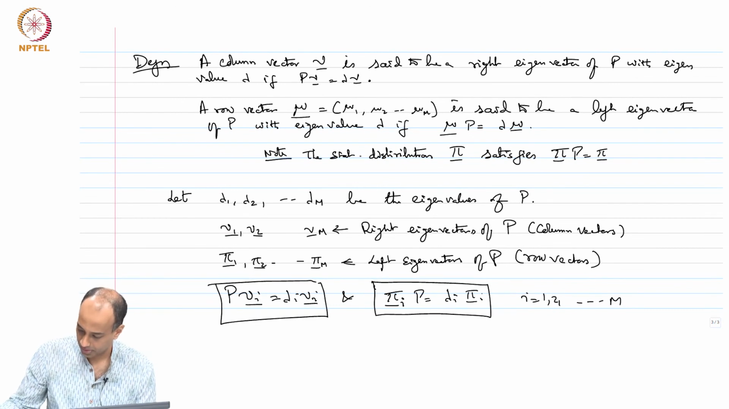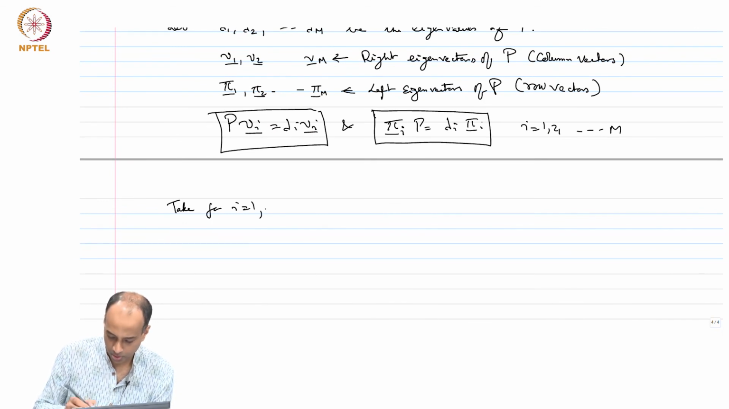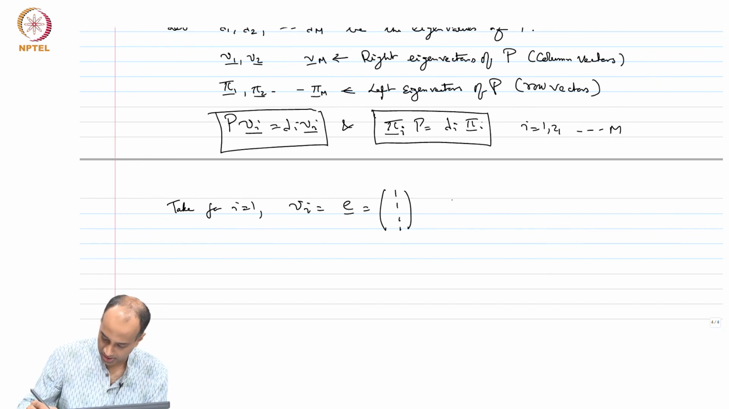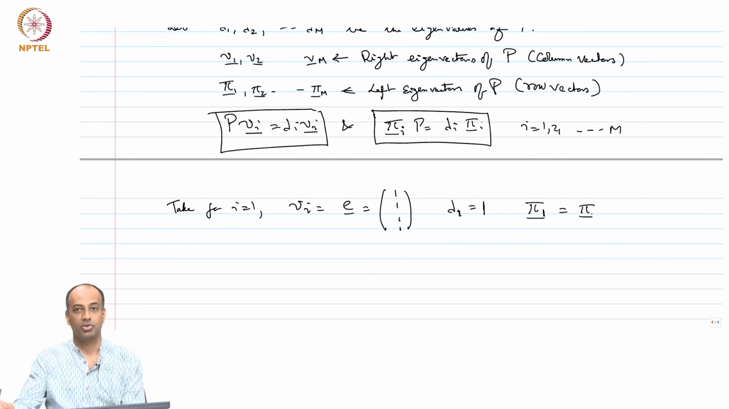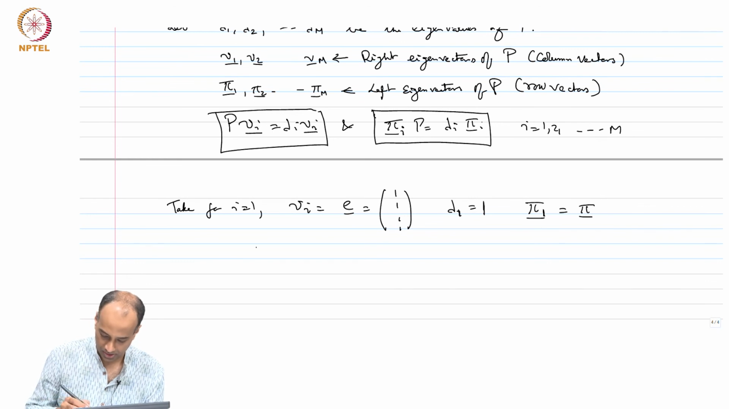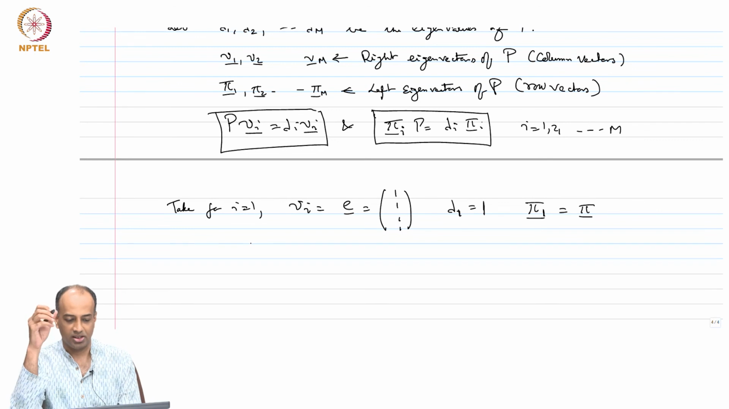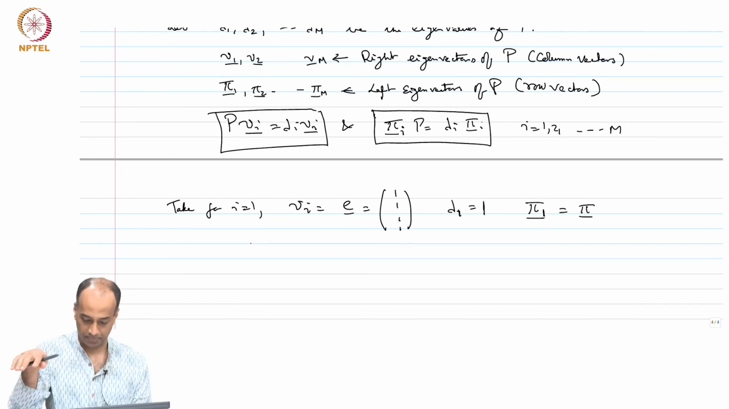And also we know that for i equal to 1 we will take nu 1 equal to the vector E, which is just the vector of all ones, lambda 1 equal to 1, and pi 1 is the stationary distribution pi. So, we already have P E equals E and pi P equals pi. I equal to 1 is the special index, which without loss of generality I take to be lambda 1 equal to 1. So, the right eigenvector is the vector of all ones and the left eigenvector is the stationary distribution pi, all right.